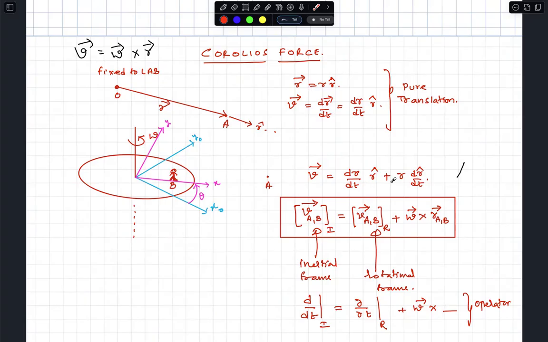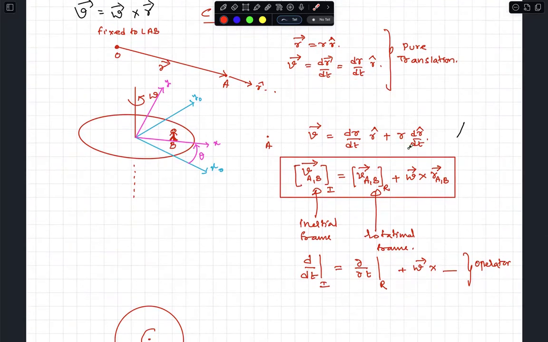You need to differentiate this in a two-way method because this is also a variable. At that instant, it is r cap. Next instant, that r cap is oriented in a different direction. I think we are clear till this point. So therefore, velocity of A with respect to B. Here is a rotating observer. Here is an observer on the ground. So he noticed that their relation is like this.